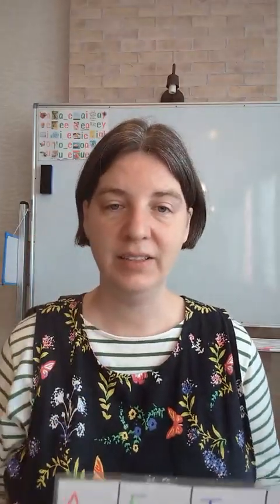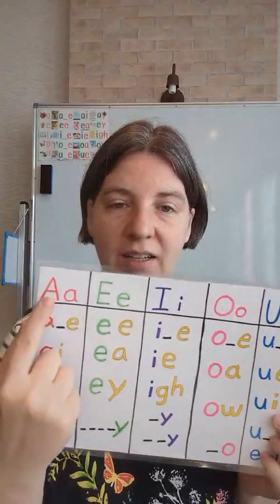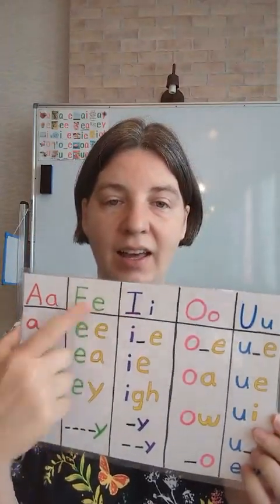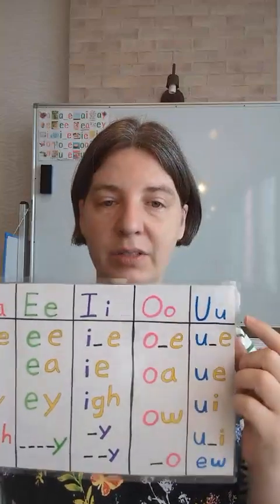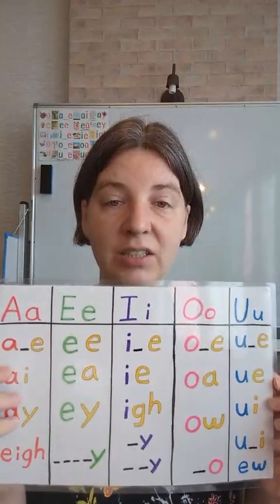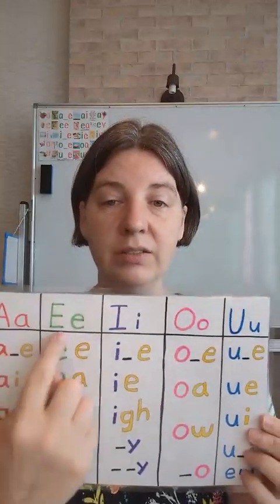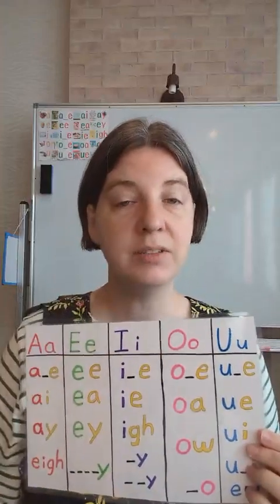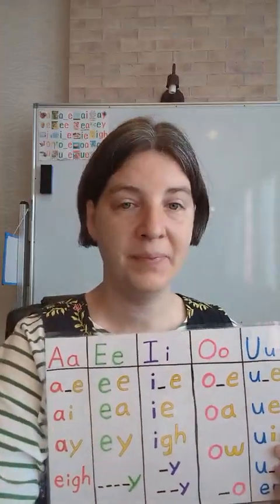So today I want to be talking about vowel sounds. Okay, so we have 5 vowels. All right, so there is A, E, I, O, U. That's the 5 vowels in English. Okay, and all of these vowels have at least 2 different sounds and sometimes more.